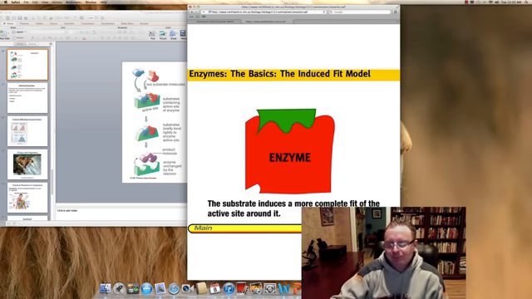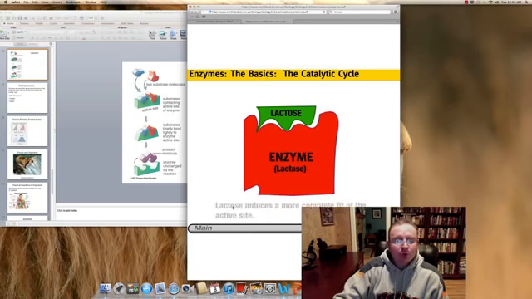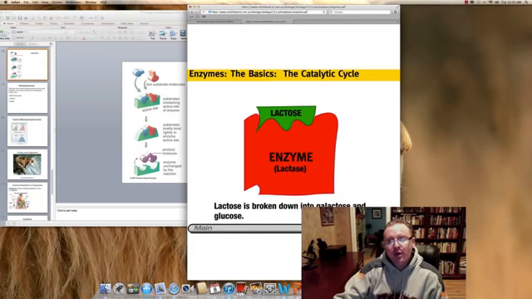Okay. The catalytic cycle begins when the substrate enters the active site. In this example, we're looking at a substrate called lactose. In this case, the enzyme is lactase. Lactose is milk sugar, by the way. So this is the enzyme that breaks down milk sugar into galactose and glucose.